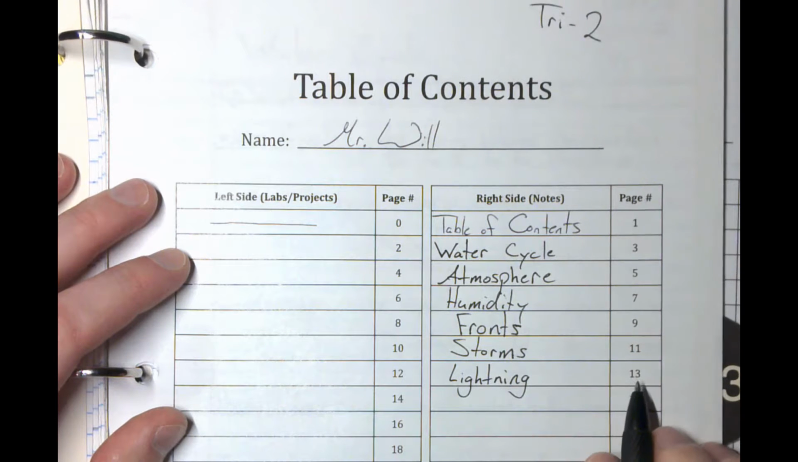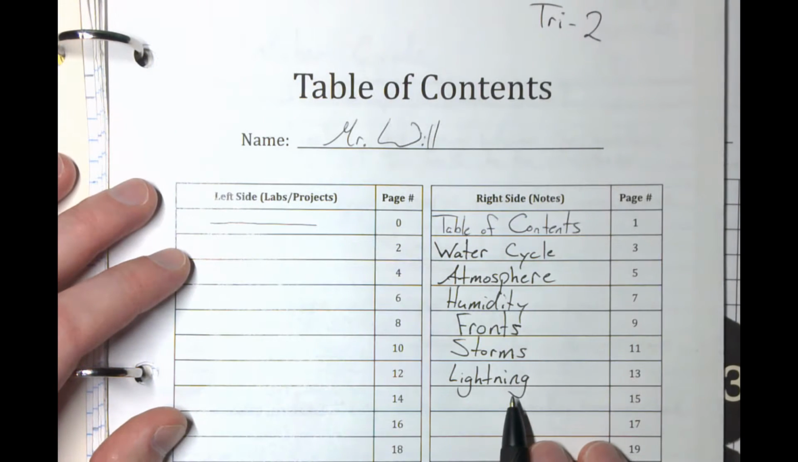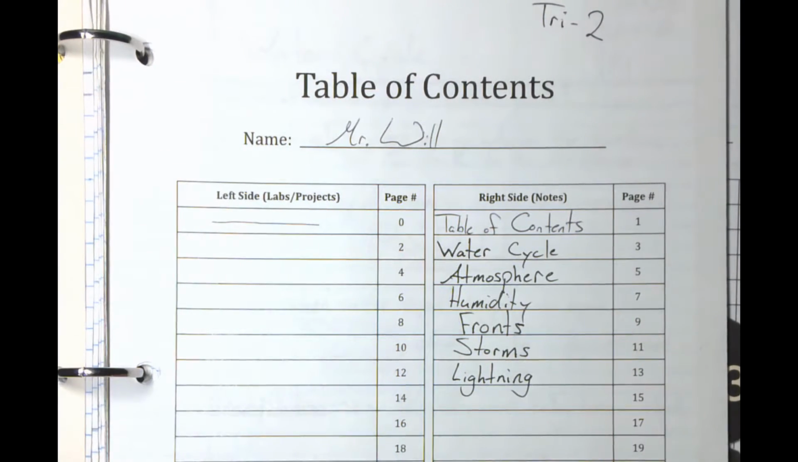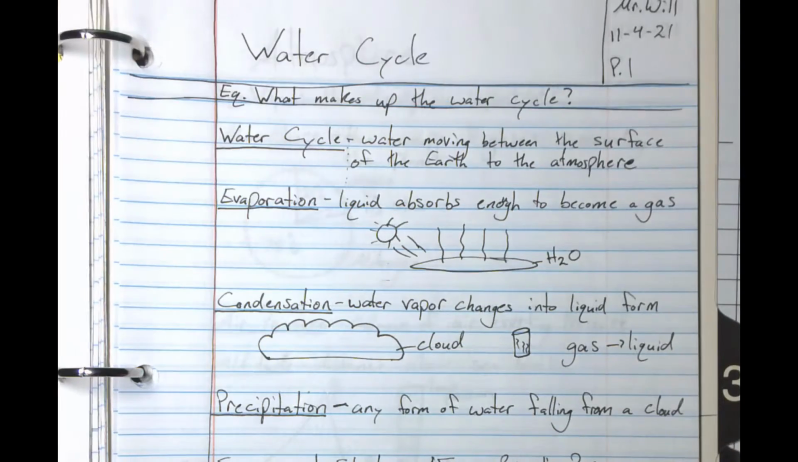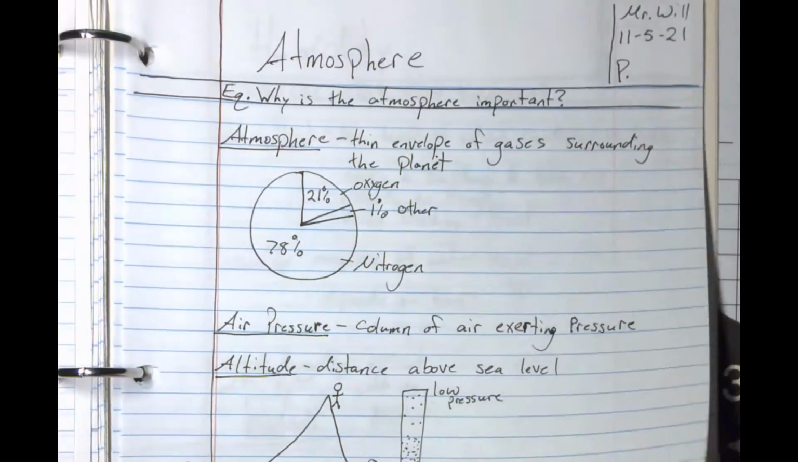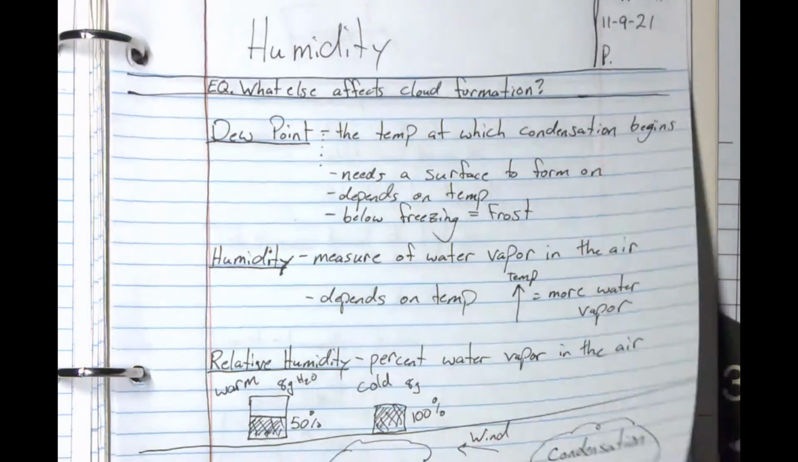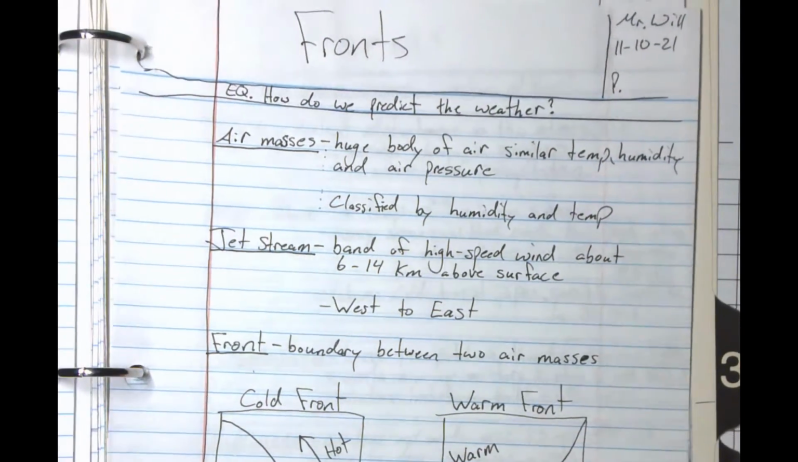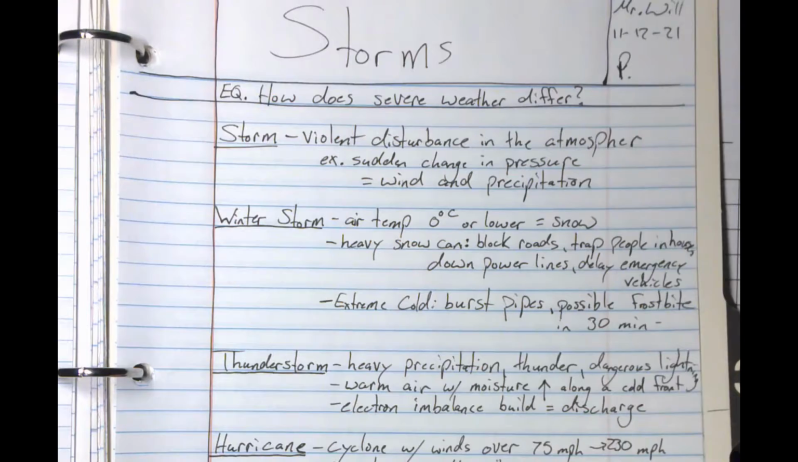So on page 13, and you can fill it out on your table of contents, we're going to talk about lightning. So again, this is page 1. Page 3 we had the water cycle. Page 5 is the atmosphere. 7 is humidity. Fronts is page 9, storms is page 11, and we are now on page 13. So down here on the bottom right, I am going to put page 13.